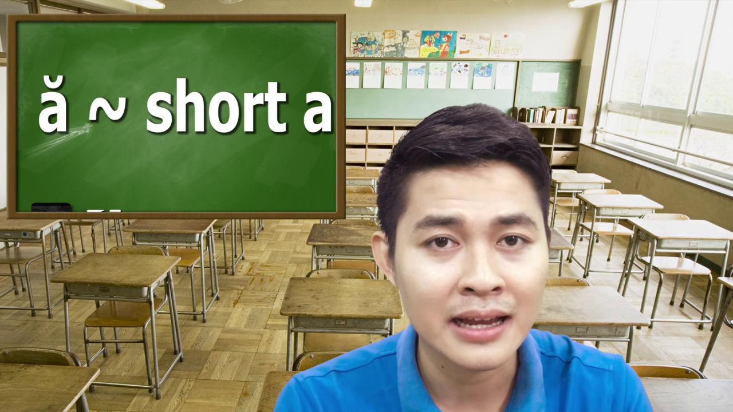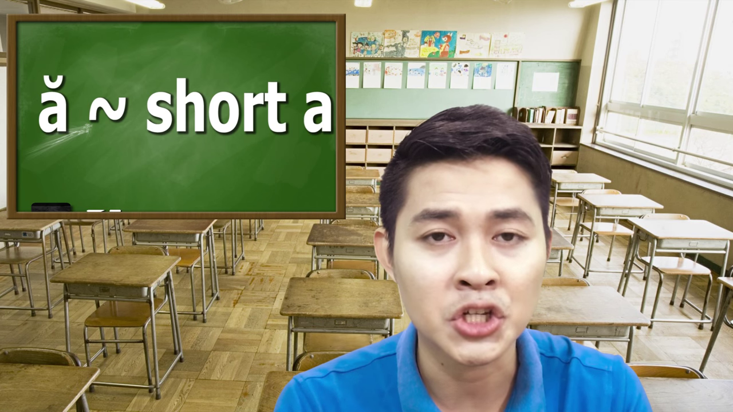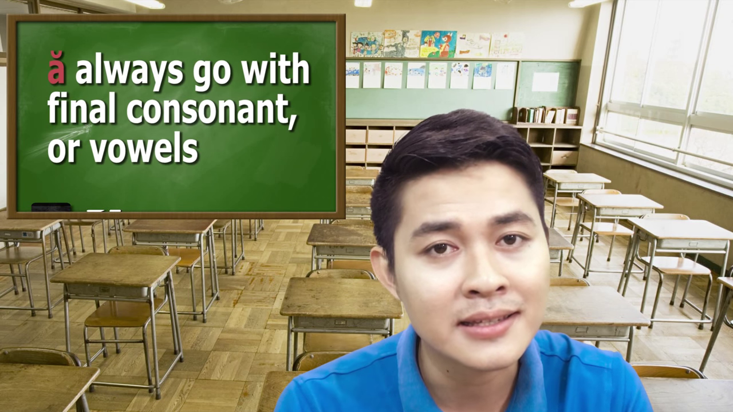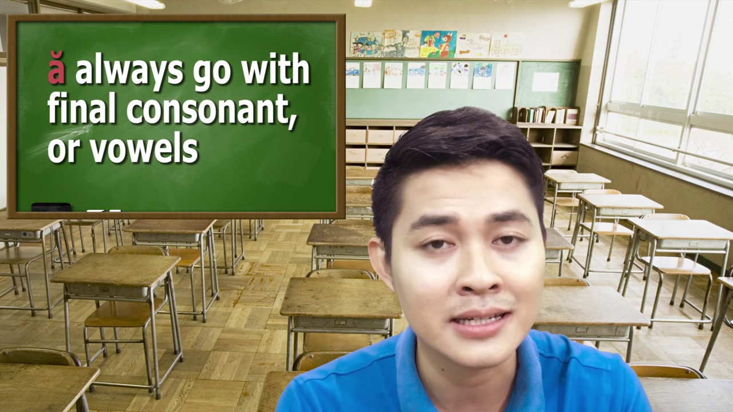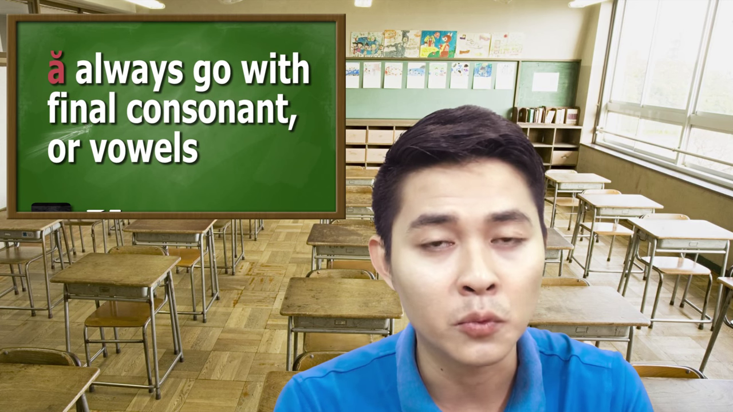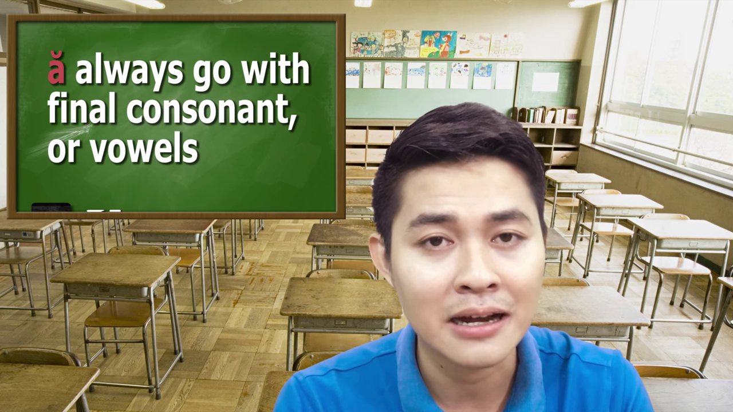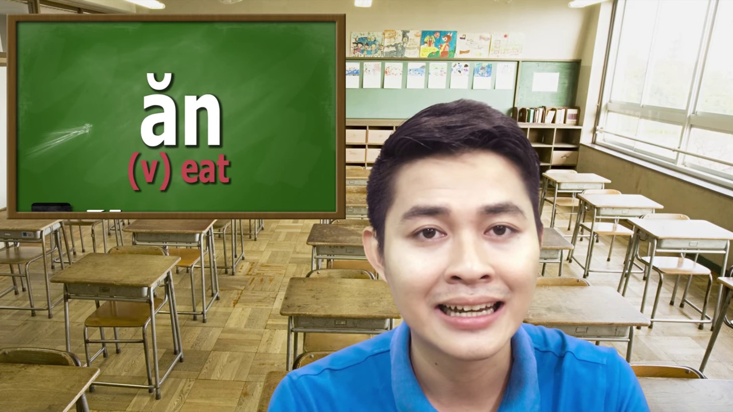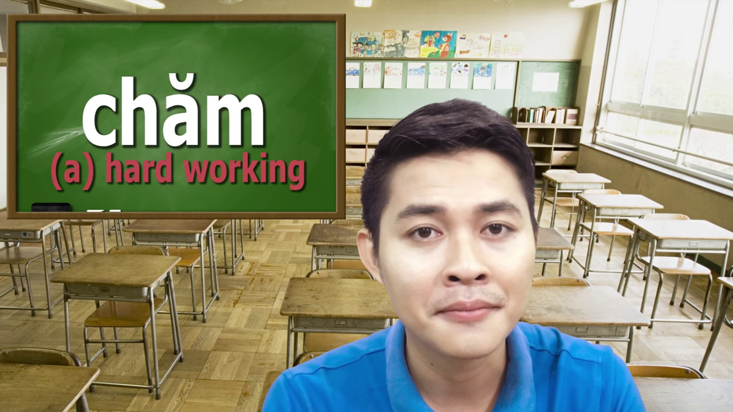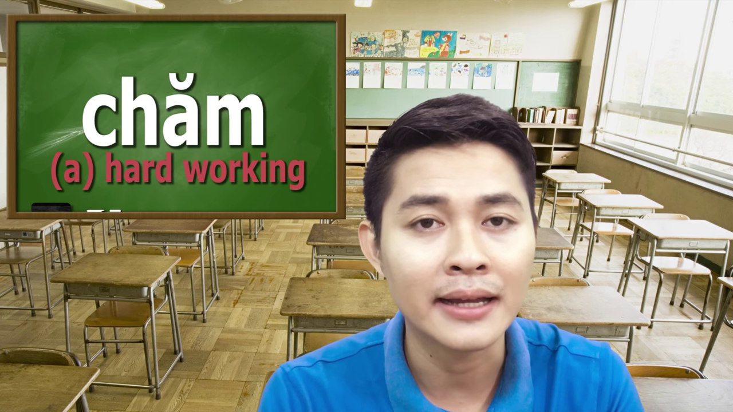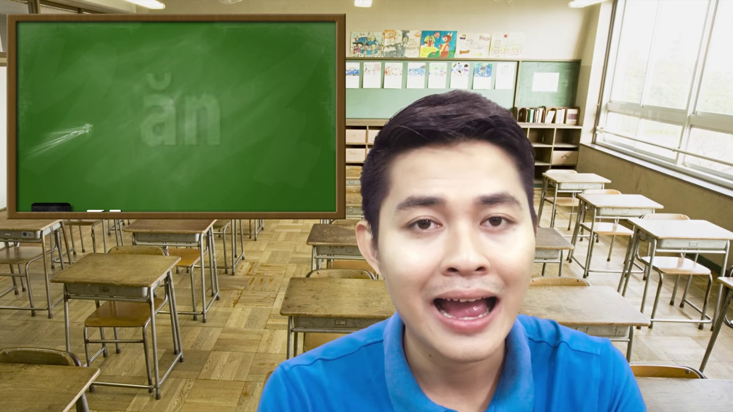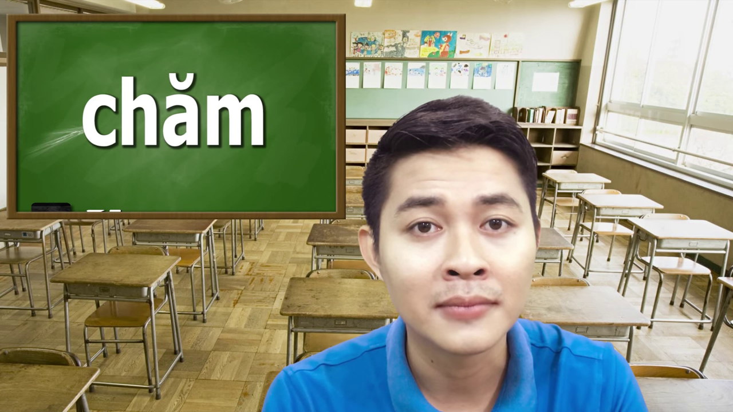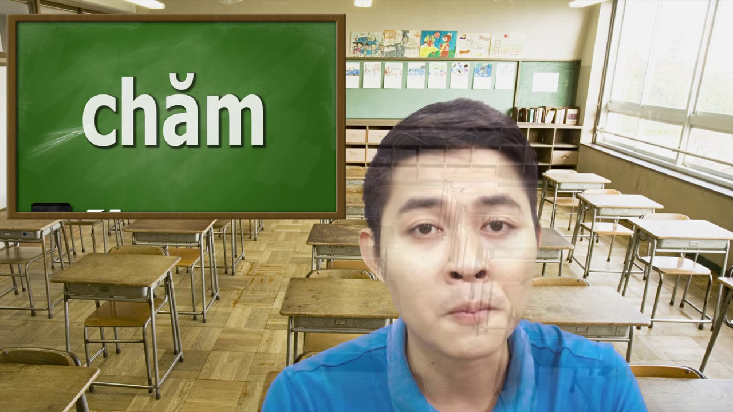The next sound is Ă. It's like the short A. I mean short A. This vowel always goes with a final consonant or other vowels. When it's combined with other consonants, it's gonna sound like this: ăn, chăm. Okay, now repeat. Ăn, chăm.